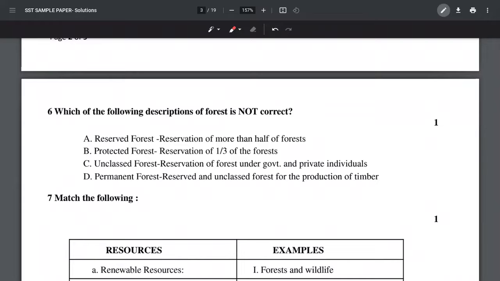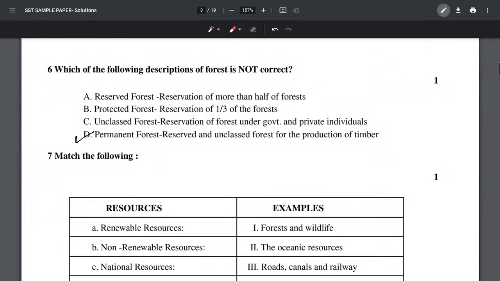Protected forest, reservation of one third of forest. Yes, that's correct. Unclassed forest, reservation of forest under government and private individuals. Yes, unclassed as in it is taken under the control of the government, or some private individuals come and they own the forest. Okay. Last one is only left, right? So that would be the answer, but let's read it. Permanent forest, reserved and unclassed forest for the production of timber. No, that's the wrong answer. Permanent forests are never used for production of timber or anything like that, isn't it?